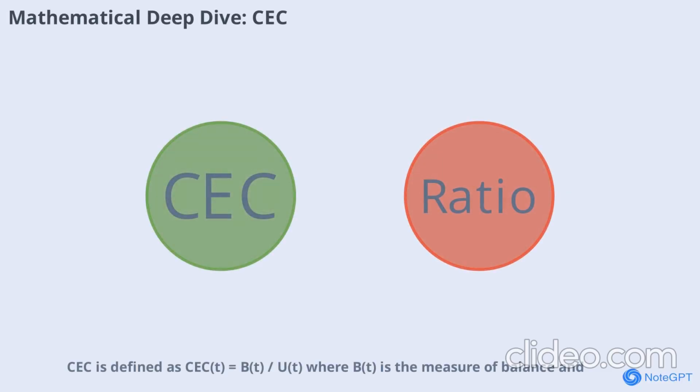CEC is defined as CEC(t) = B(t)/U(t), where B(t) is the measure of balance and U(t) is the measure of imbalance at time t. In the ideal case, as t approaches infinity, CEC approaches 1. This ratio can also be expressed as a function of CSE: CEC(t) = 1/(CSE(t) + epsilon). In the multiverse, CEC is aggregated across all universes, giving a collective measure of equilibrium.